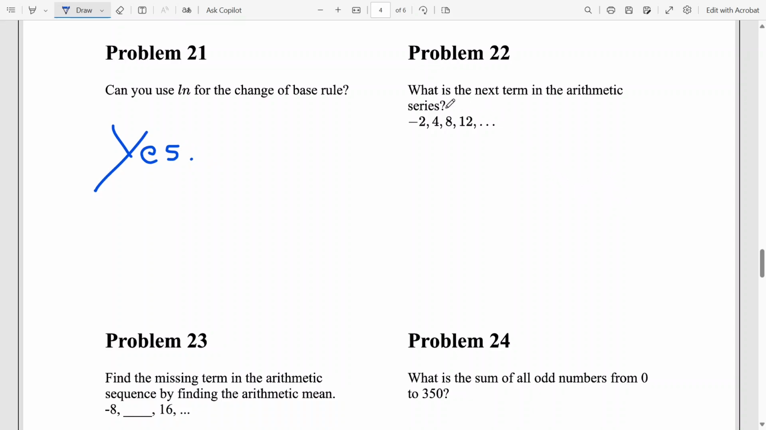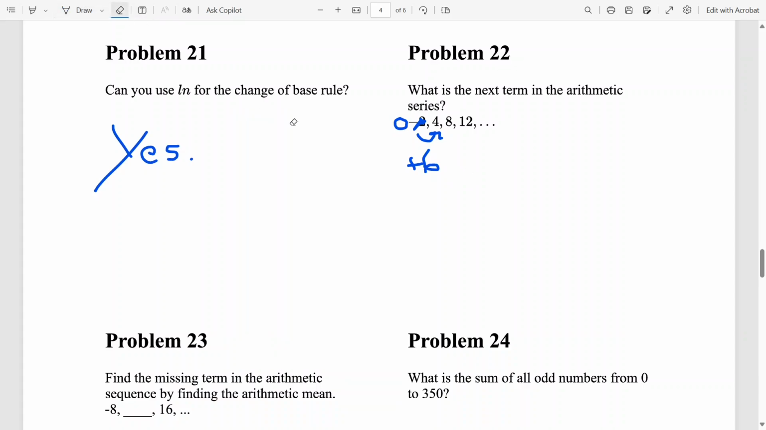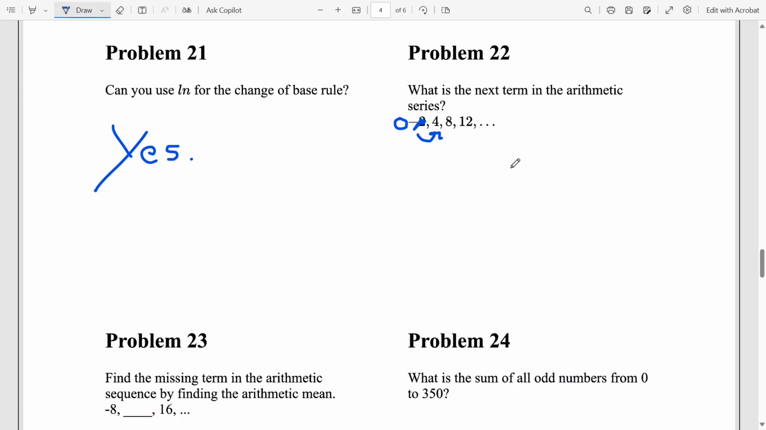All right. Next one. What is the next term in the arithmetic series? Okay, so we go from -2 to 4. So this problem is bunk because I just had a jump of +6, so I should go from 4 to 10. But I made it 4. So let's make this 0 here. Okay, let's fix it. So if I go from 0 to 4 to 8 to 12, then my next term would be 16. Okay, but that problem is meh.